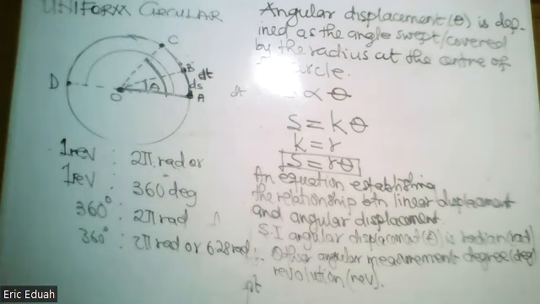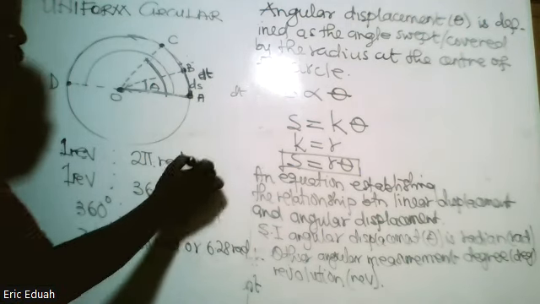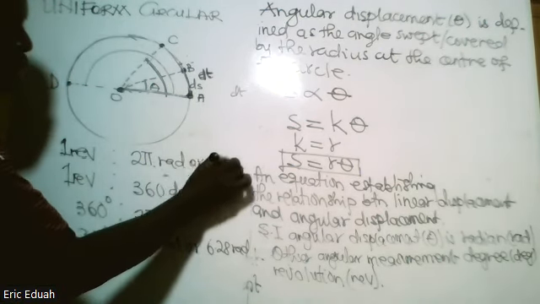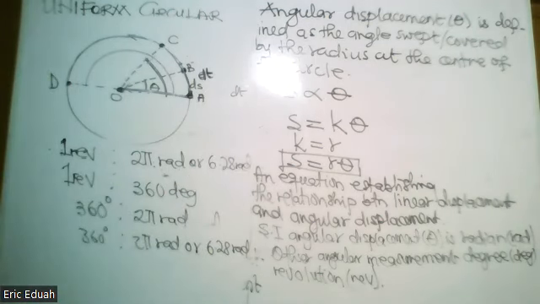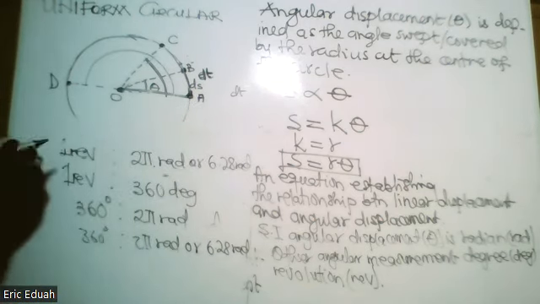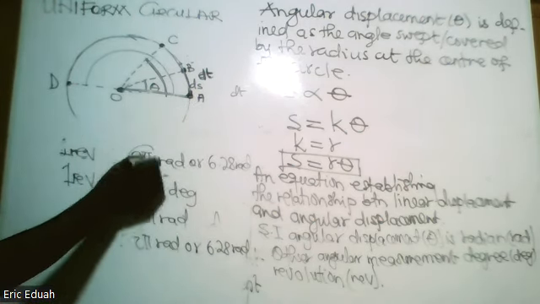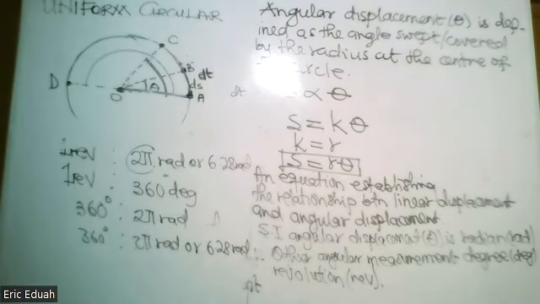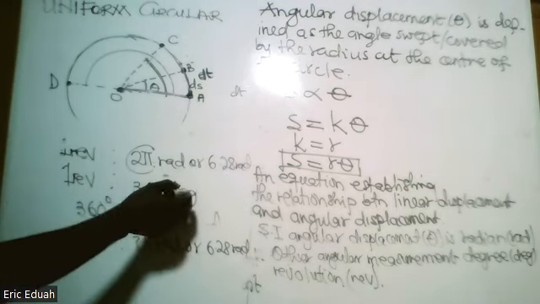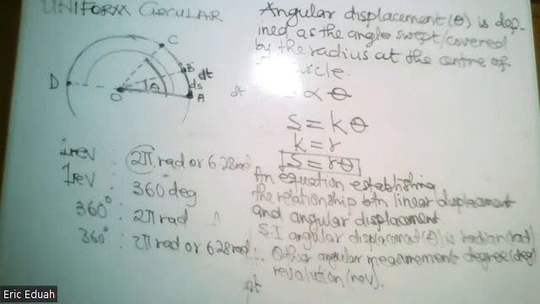What did you get? 6.285. So approximately 6.28 radian. So in the unit of radian, you either maintain the multiples of pi or express it as a decimal. So either 2 pi radian or 6.28 radian. Are we okay?